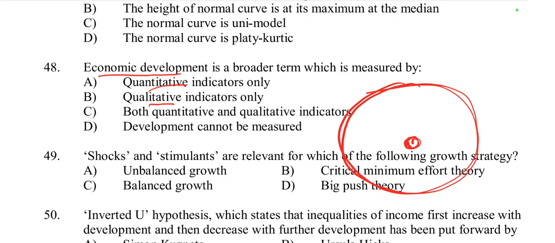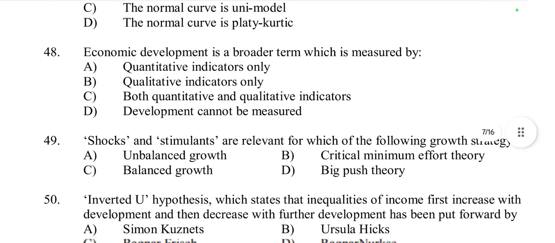So economic development is the macro level concept, and economic growth is micro, only growth in a single sector. But economic development means all-round growth. So here both quantitative as well as qualitative improvement is called economic development. So both qualitative and quantitative indicators are used to measure economic development. So option C is right.